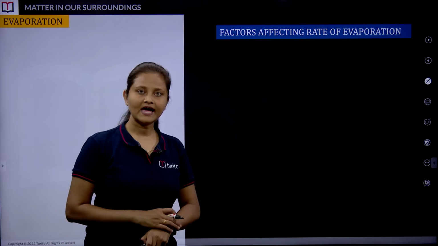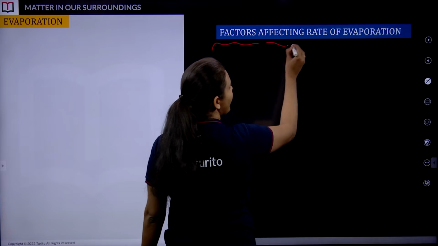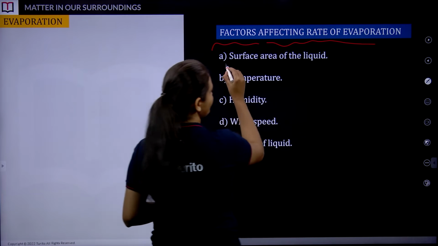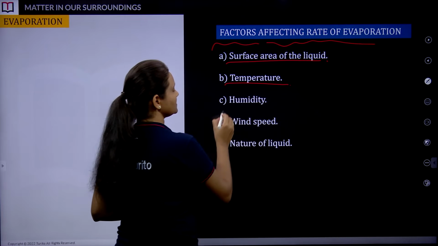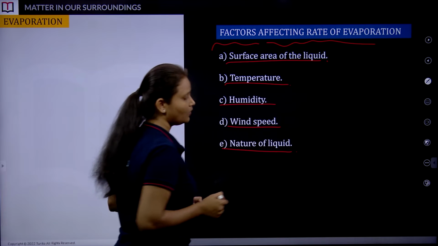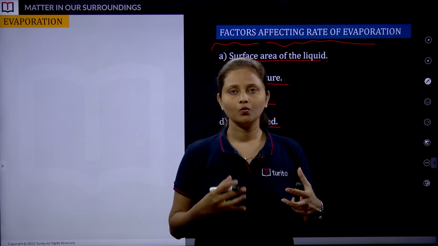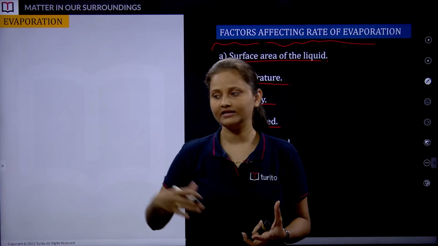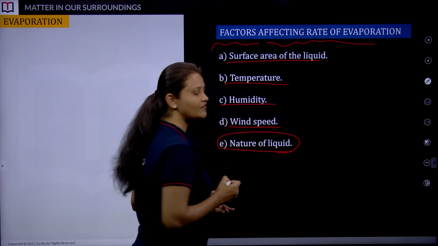Now we need to understand the next part of evaporation is that there are some factors which are affecting the rate of evaporation. Okay, so what are those factors? First one is what? Surface area of the liquid. Second is what? Temperature. Third is humidity. D is wind speed, and E is nature of liquid. Okay, students, try to understand there are some substances in nature, they will get fast evaporated than the other. Okay, so we can say nature of liquid is going to decide the rate of evaporation.